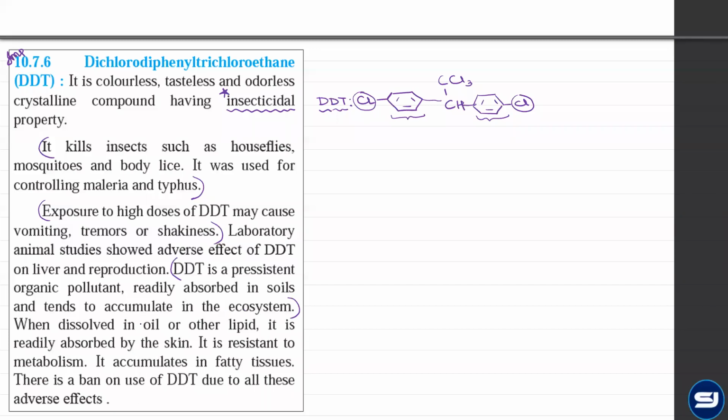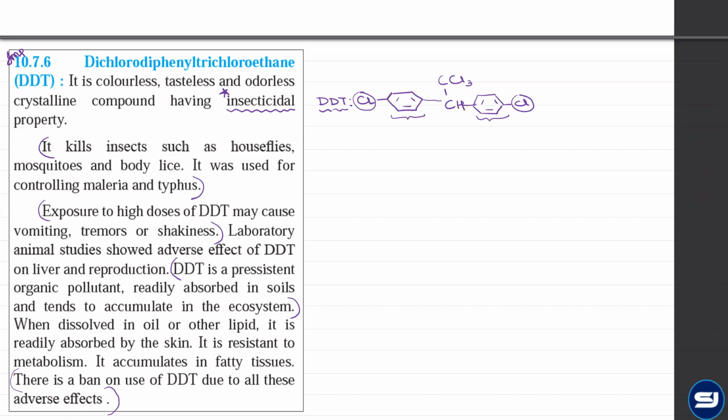When dissolved in oil or other lipid, it is readily absorbed by the skin. Resistant to metabolism, it accumulates in fatty tissues, and there is a ban on the use of DDT due to all these adverse effects. ठीक है, तो DDT का यूज अभी बैन कर दिया है, बट ये सारे in the olden times it was used as insecticide. जैसे chloroform was used as an anesthetic for a very long time, but उसके साइड इफेक्ट्स की वजह से उसको बैन कर दिया गया है.